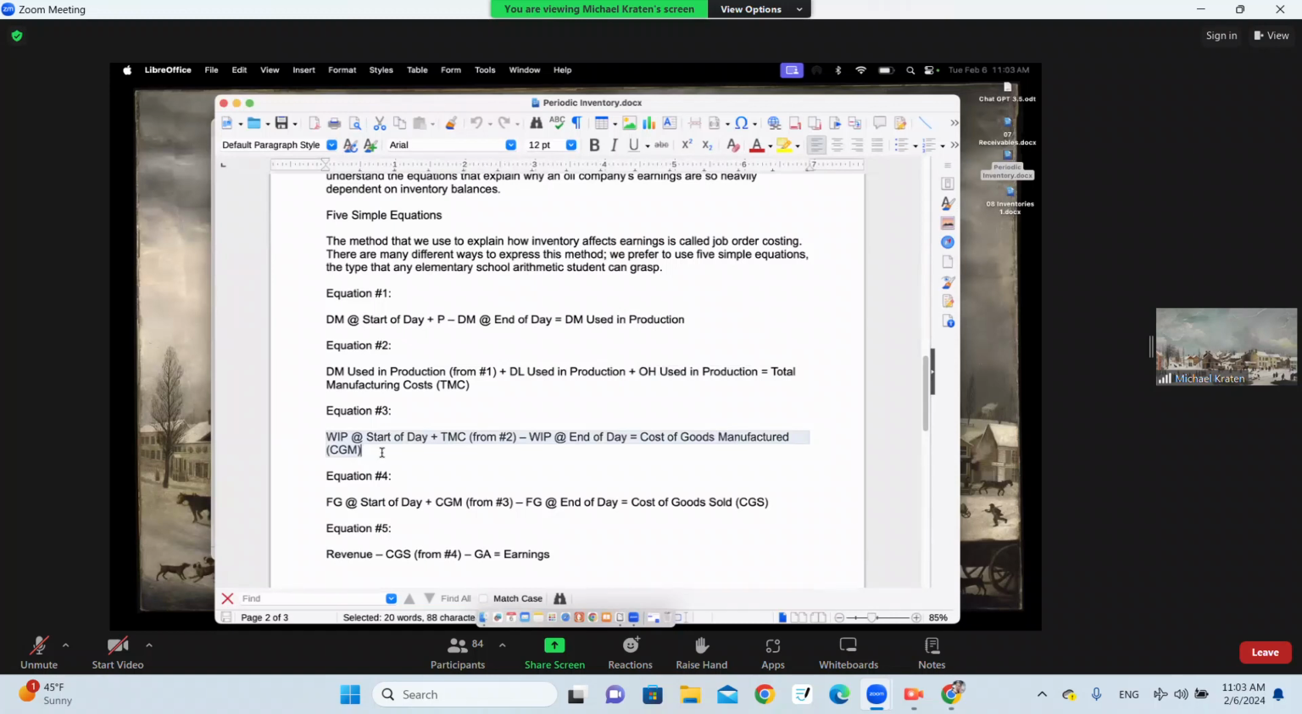The problem with equation 2 is that it just tells us how many resources we're using today. Equation 2 does not tell us whether anything is getting done. To give you an example, I'm sorry, question?